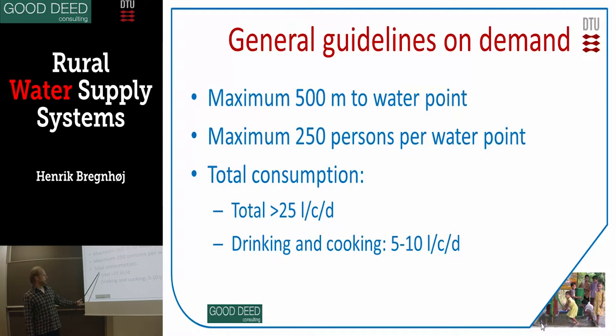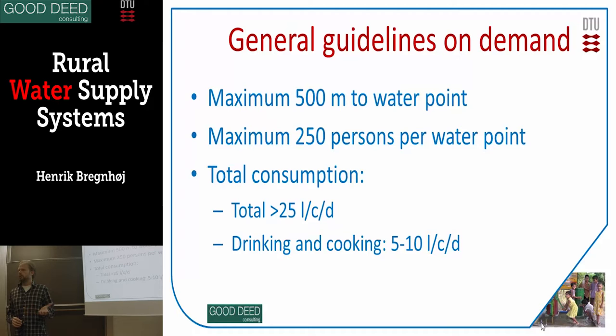And then the consumption. This is a bit disputed, you could say, but typically, if people have to carry it home, I would say you seldom see that they use more than 25 liters per capita per day. If you think of it, 25 liters per capita. If you're a household with five people, 25 liters would be 125 liters per day. That maybe the woman in the family, maybe with the help of a child or something, has to carry home 125 liters. How many buckets is that?